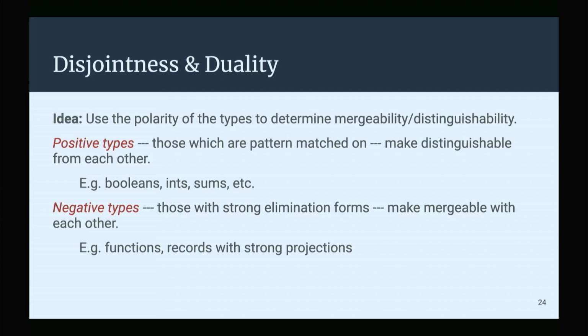And since distinguishability has to do with determining whether the values in one type can be distinguished from the values of another type using pattern matching, it's very natural to say if two types are positive, then we'll choose to make them distinguishable from each other. On the other hand, negative types are those types like function types that you don't pattern match on. And so it makes sense to make those types mergeable with each other.